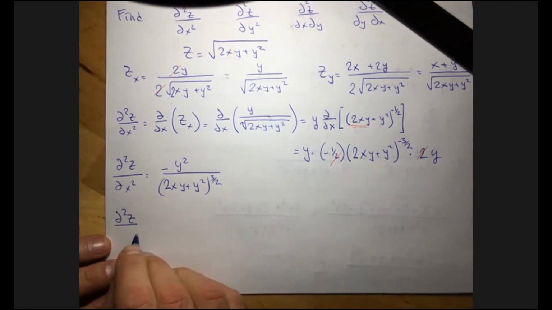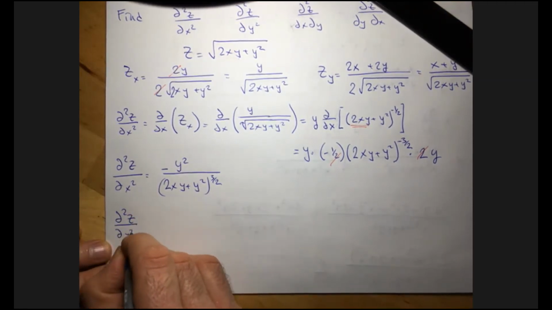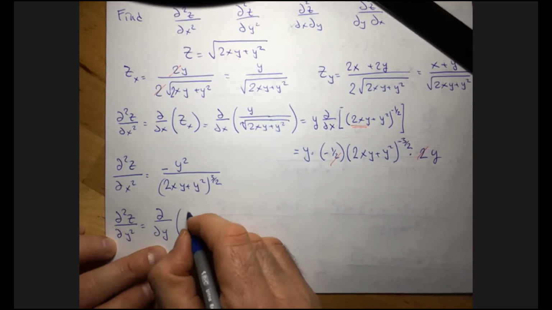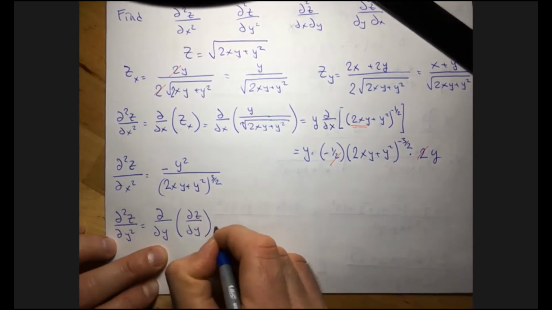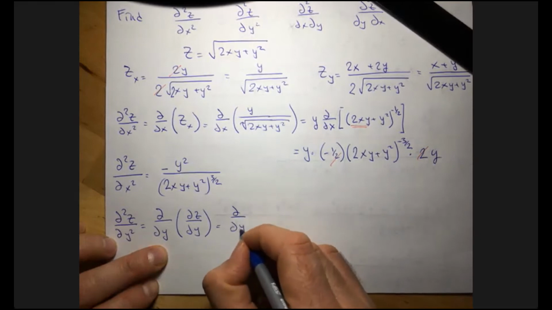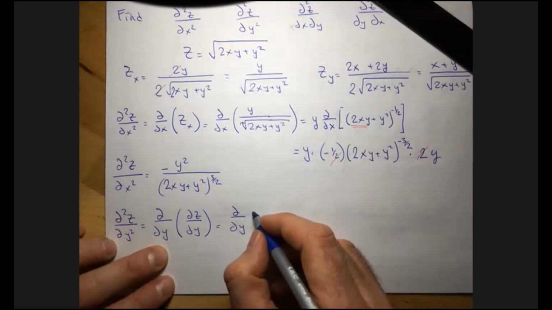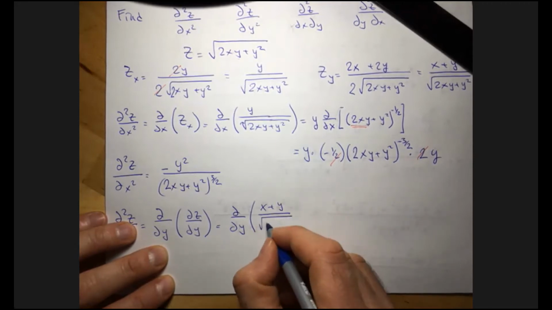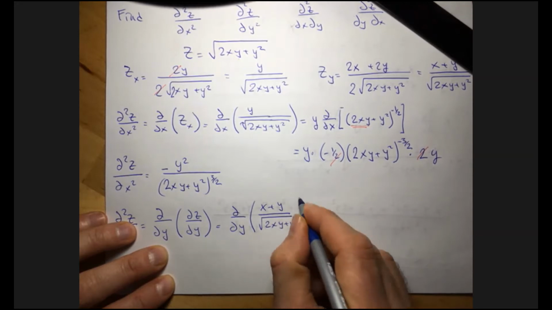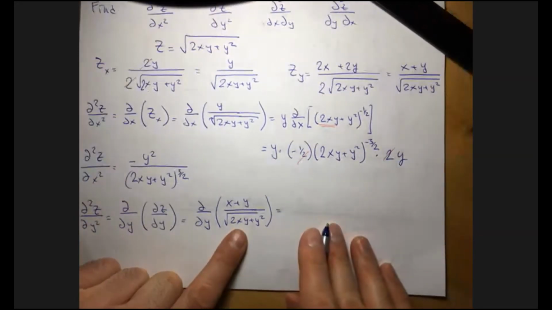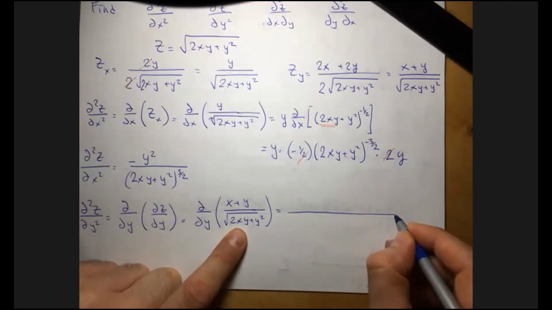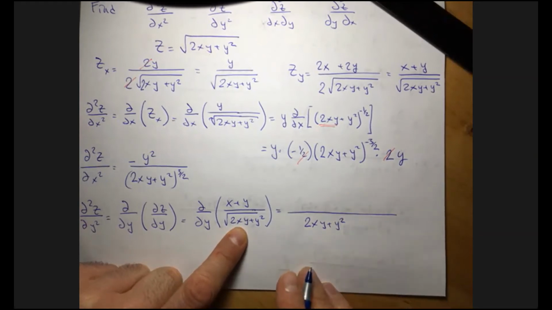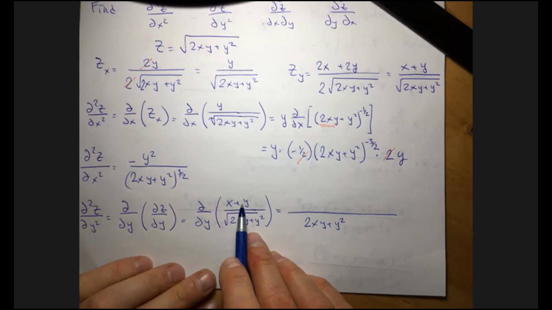Second order partial derivative with respect to y twice is the partial derivative with respect to y of partial z partial y. That means the derivative with respect to y of (x plus y) over the square root of 2xy plus y squared. For this one, I have to use the quotient rule. So I square the denominator. That gives me 2xy plus y squared. Derivative of the numerator with respect to x is 1.